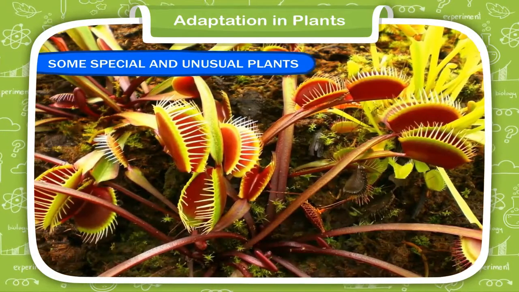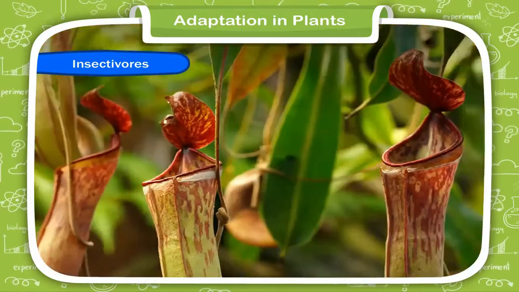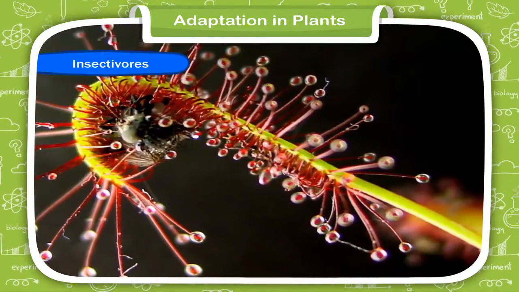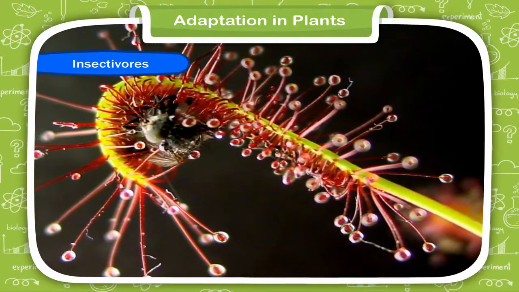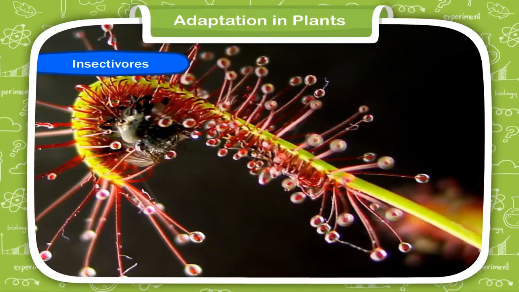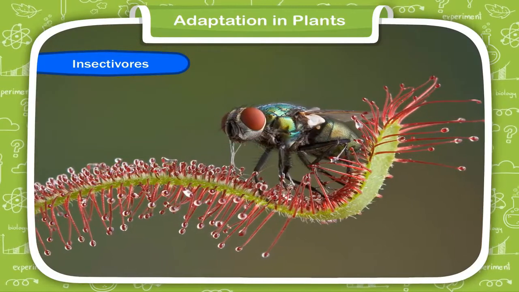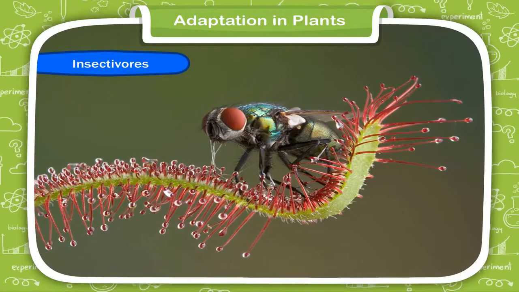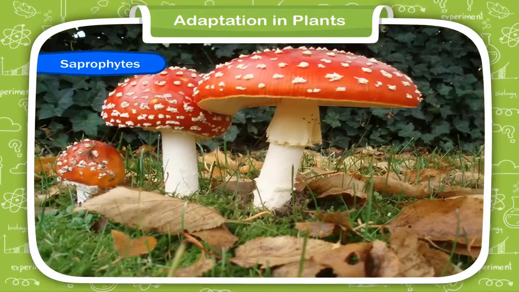Some special and unusual plants. Insectivores. There are some plants such as pitcher plant, Venus flytrap plant, and sundew plant that trap and eat insects. They are called insectivores. The leaves of sundew plant have tentacles which are covered with a sticky substance at the top. When an insect lands on the sticky tentacles, it struggles to free itself, which stimulates the tentacles to tighten their grip on the insect.